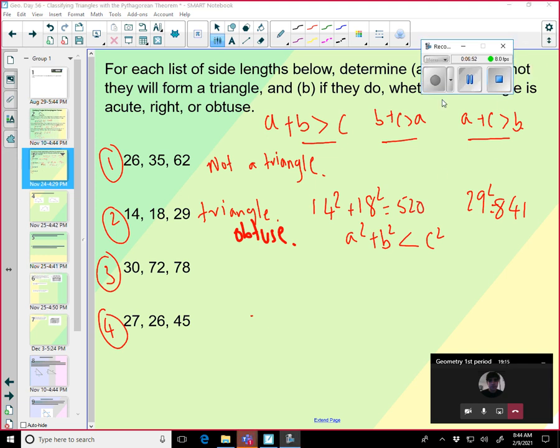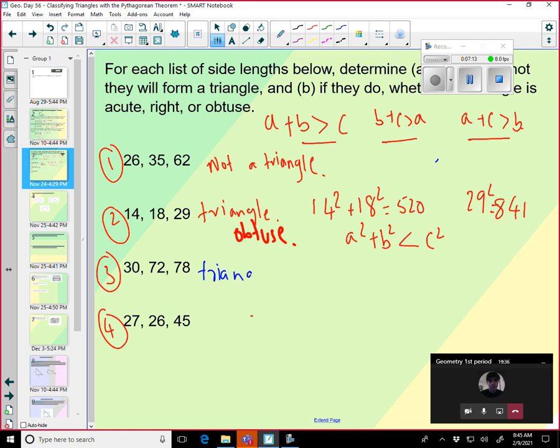Let's check the third one. So here I have 30, 72 and 78. 30 plus 72 is greater than 78. Same way 72 plus 78 is greater than 30. And 78 plus 30 is greater than 72. So definitely it's a triangle.